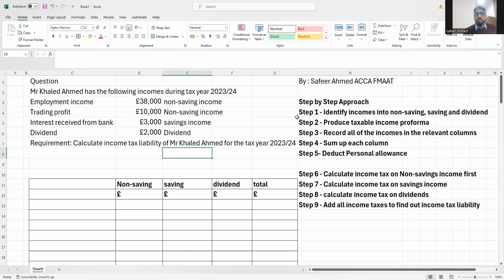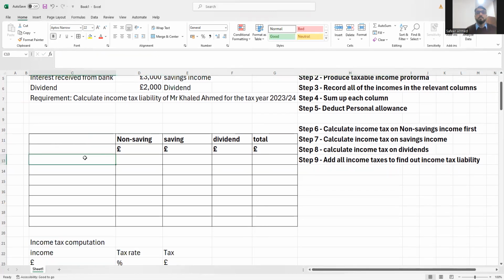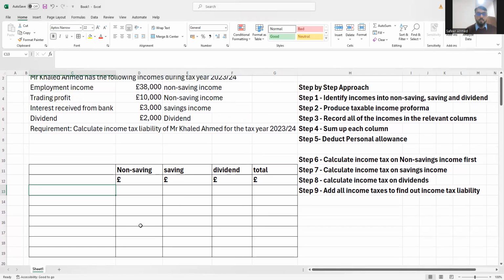So we perform the first step, which is to identify incomes into non-saving, saving, and dividend. The second step is to produce the taxable income pro forma, which I have already done here, but you will be doing this as part of your second step. Once you've done that, you need to record all of the incomes in the relevant column. So let's do that together.